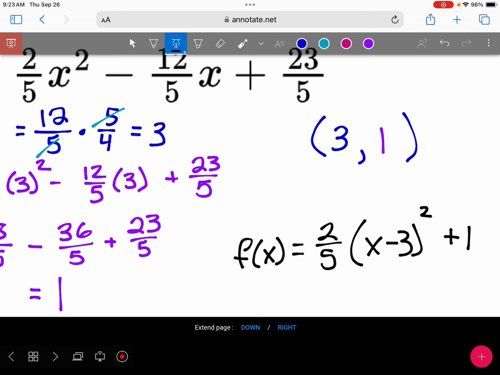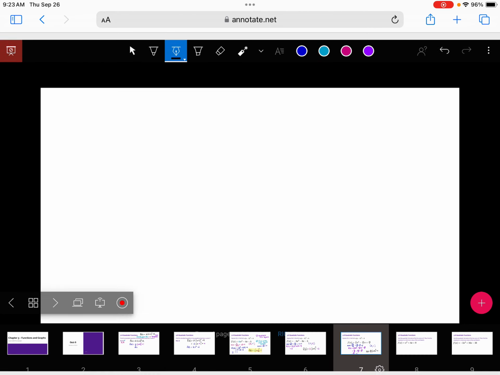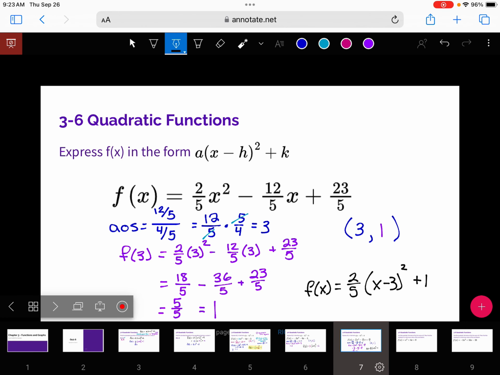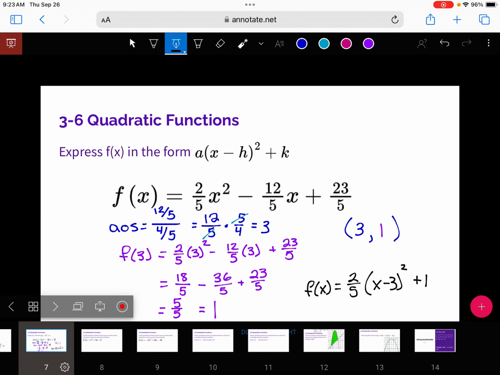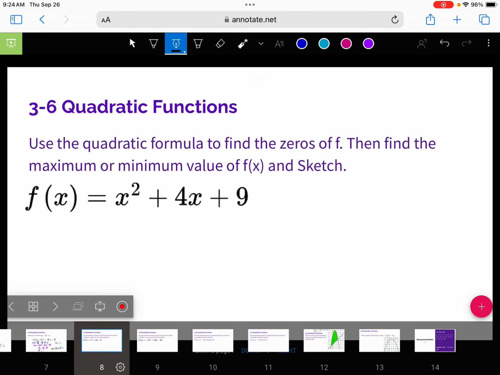What? Chaos. What was that about, jumpy screen? Okay. Questions on this one?